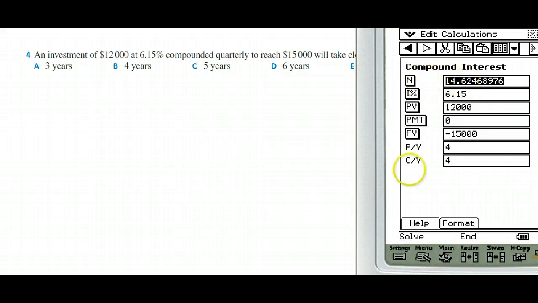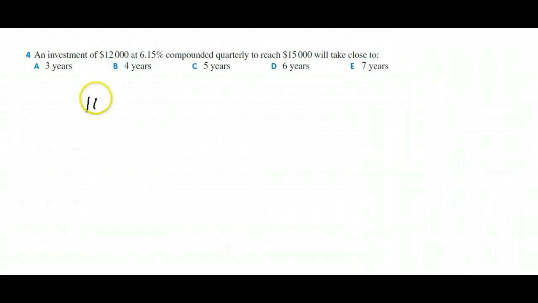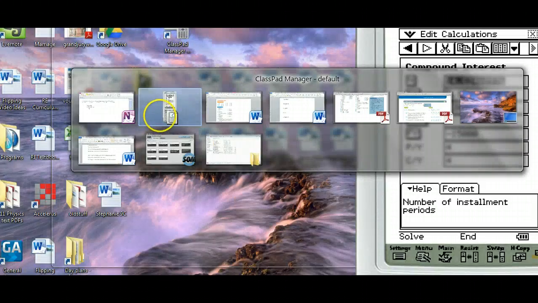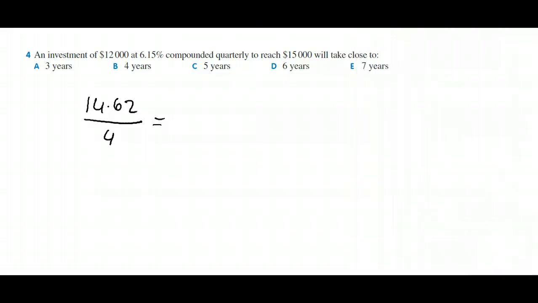14.62. Now note that this is not the number of years, it's the number of installment periods, or it probably would be better if it said the number of compounding periods. Okay, so compounding periods 14.62. Now, if it was compounded quarterly, then that means there's going to be 4 compounding periods per year. So if we want to turn this into years, we'll divide it by 4. And then we'll have the number of years. So if we put in that number there and then divide it by 4, we get 3.65.